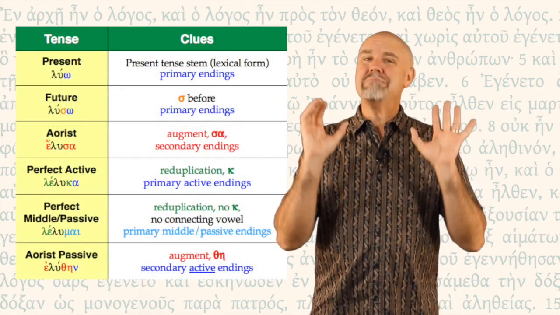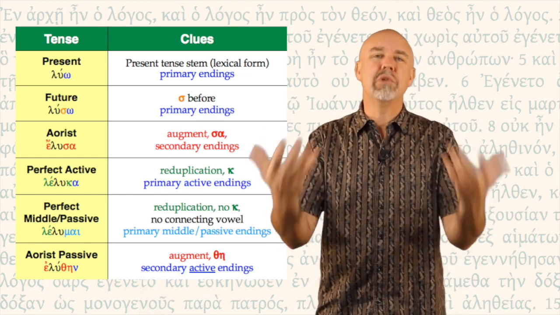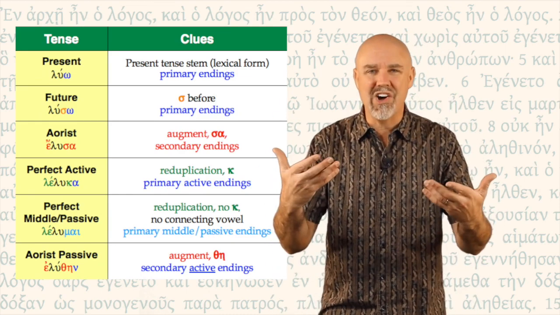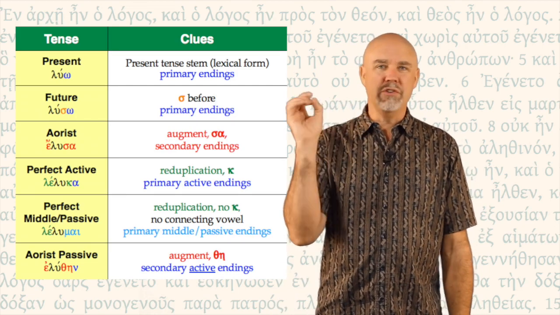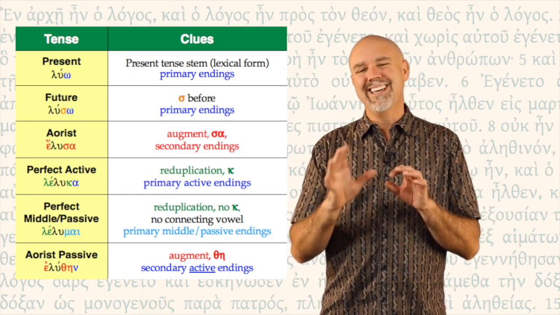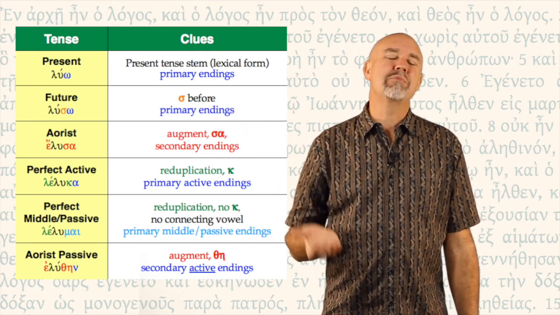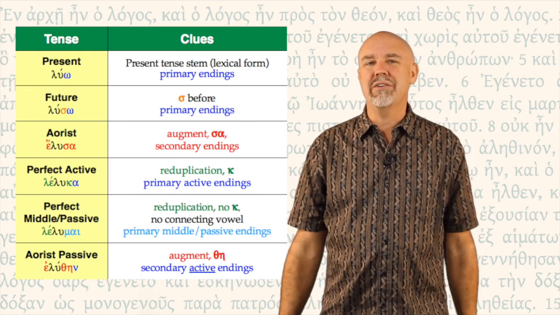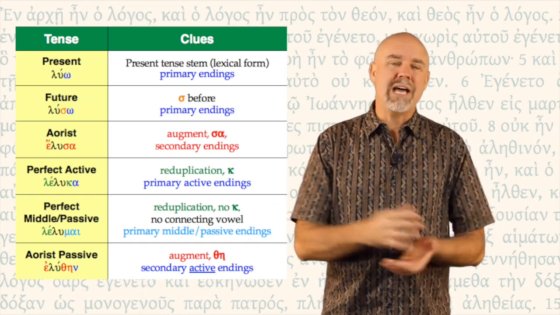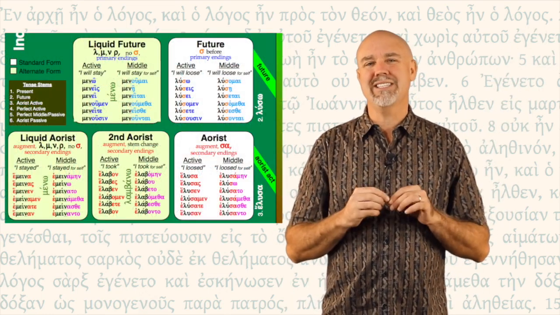Now, don't freak out because most of these are very regular. We've already seen that the present tense stem is the one that you learn when you learn the word, right? Because the lexicon always lists the present active indicative. The future, we know the clue, usually a sigma before the primary endings. The aorist, we're used to the augment and the sigma alpha. The perfect has the reduplication and the kappa, or in the middle passive, the endings tacked on without any connecting vowels. And then the aorist passive has theta eta. What we'll see is that these stems, when they break off, almost always follow those patterns. So it's not as hard as it might sound.